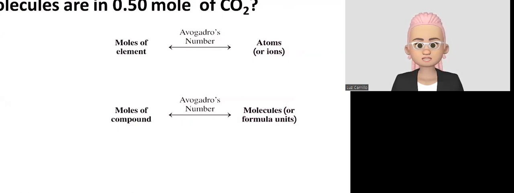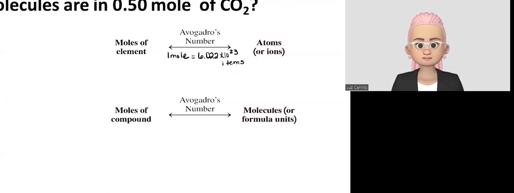As I just mentioned, when it comes to Avogadro's number, it says that 1 mole equals 6.022 times 10 to the 23rd items. The items, when you start from an element, are going to be specifically atoms. So you will be observing that if you're given moles of an element and you need to convert to something, those items are going to be specifically atoms.